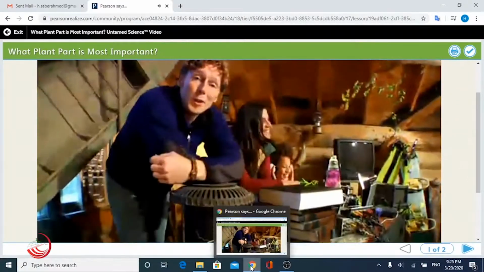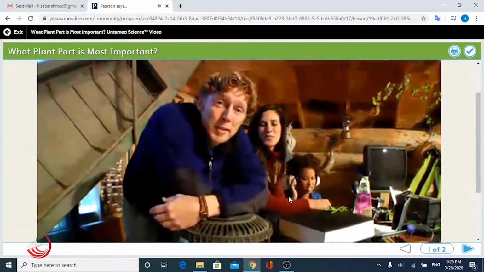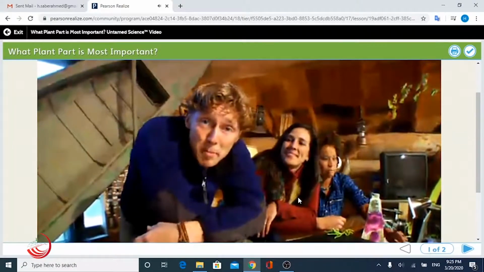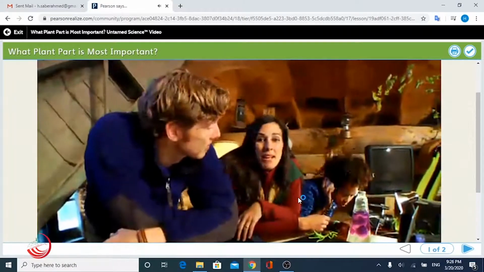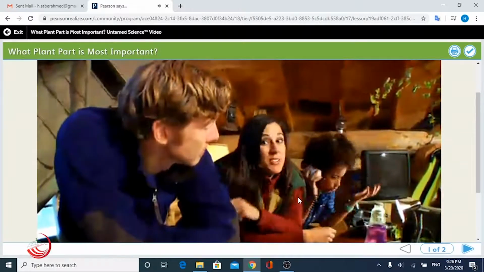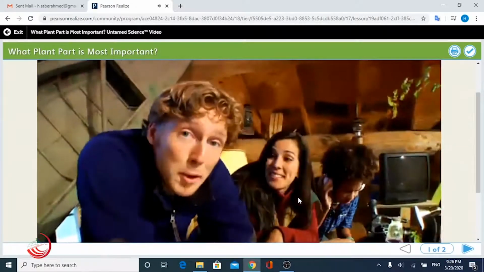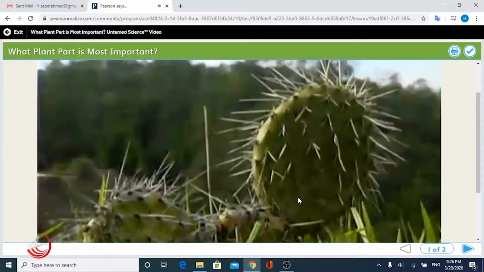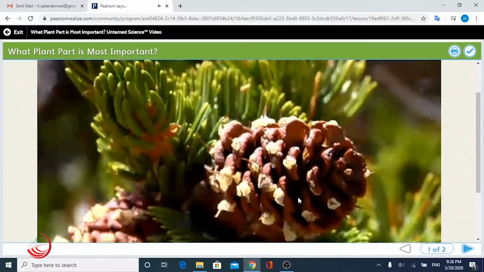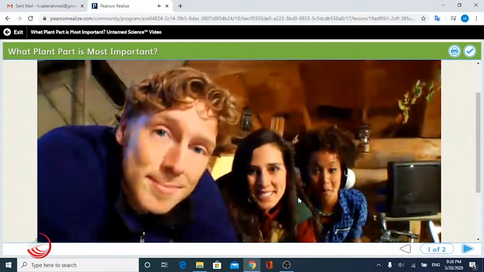Well, all the parts of a plant are really important, so we can't just pick one that's the most important. All the parts of a plant work together to perform the functions a plant needs to survive. But all the parts of a plant can look really different depending on where the plant lives. And until next time, never stop exploring your world.